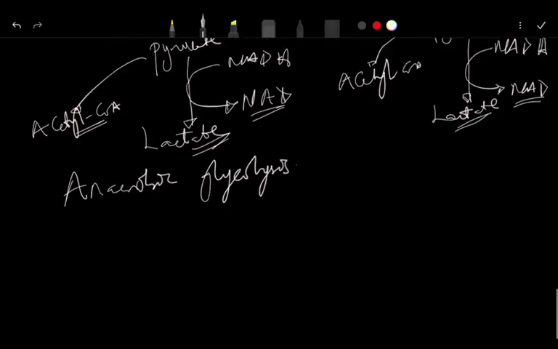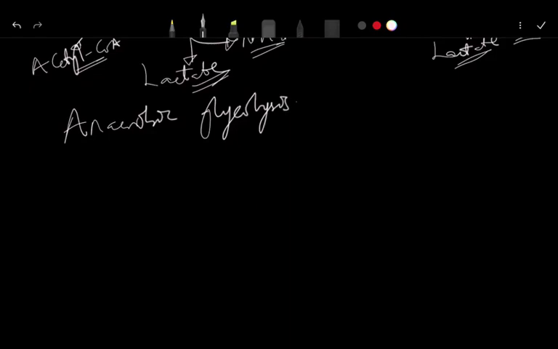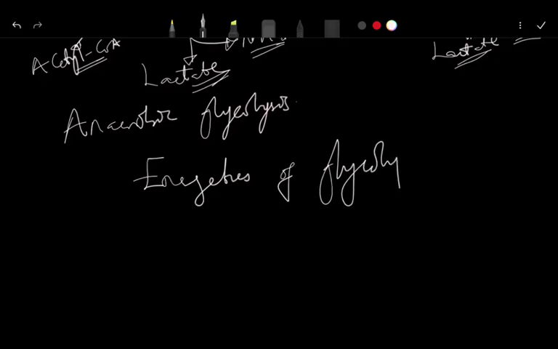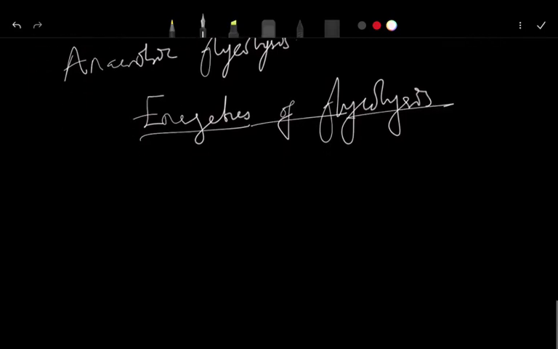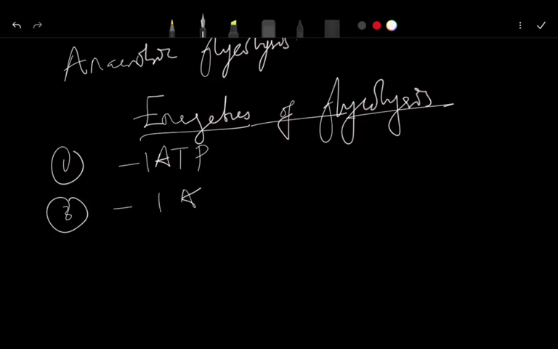Alright, so before I wrap up this video, I would just want to calculate the energetics of glycolysis. How many ATP is formed from glycolysis? We already see that at step 1 we use 1 ATP, right? So minus 1 ATP. In step 3 we use another 1 ATP.